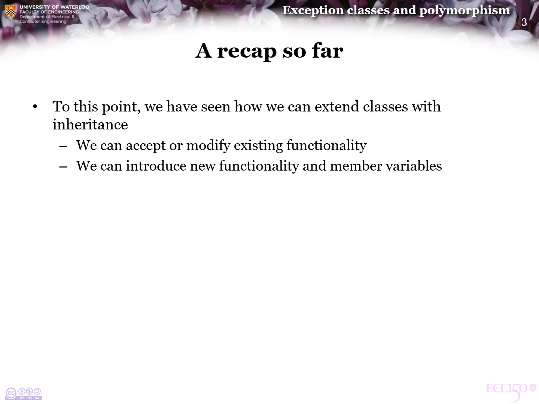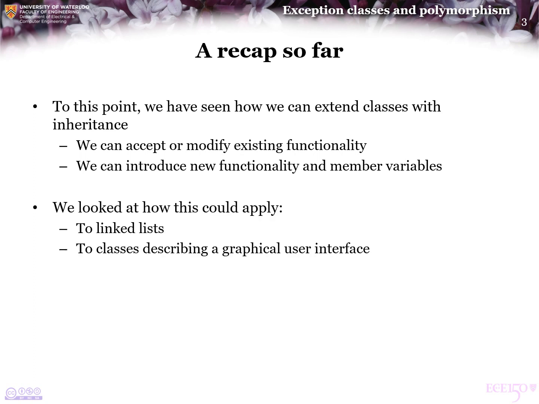All right, a recap so far. To this point, we have seen how we can extend classes with inheritance, and we can accept or modify existing functionality found in the base class, and we can introduce new functionality and new member variables in the derived classes. We looked at how this could apply to, for example, creating variations on linked lists. As well, we introduced the idea of classes to describe graphical user interfaces and saw how similar graphical interfaces or windows can more easily be described through inheritance from a base class of window, from which then dialogues and frames derive.